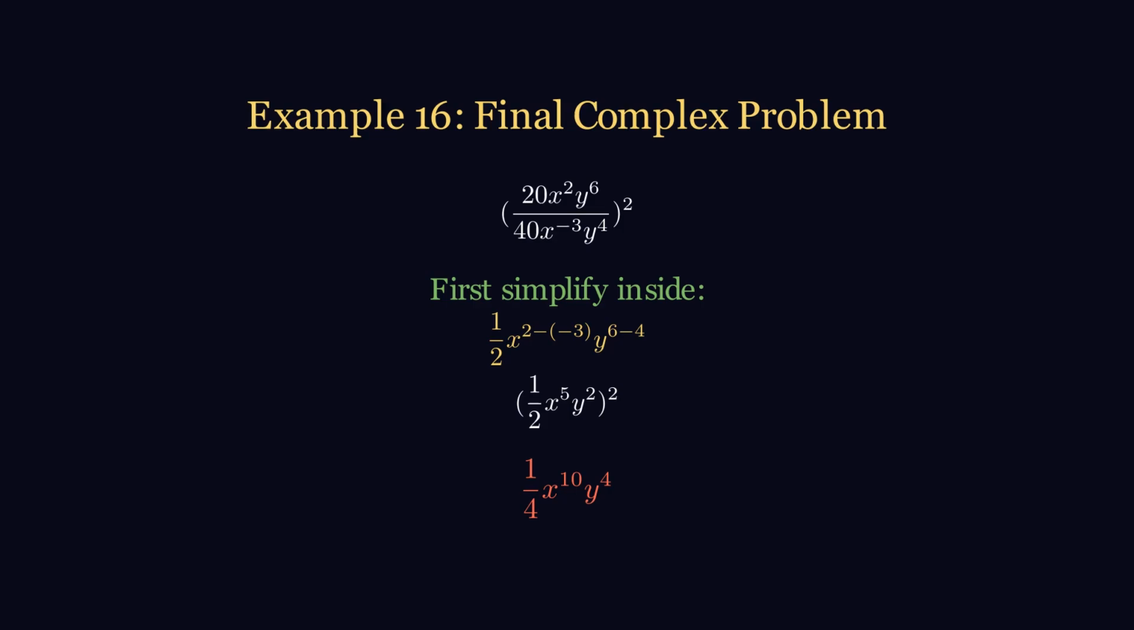Now we have 1/2 x to the 5th y squared, all raised to the 2nd power. Applying the exponent, 1/2 squared equals 1/4. x to the 5th squared equals x to the 10th. y squared squared equals y to the 4th. The final answer is 1/4 x to the 10th y to the 4th.